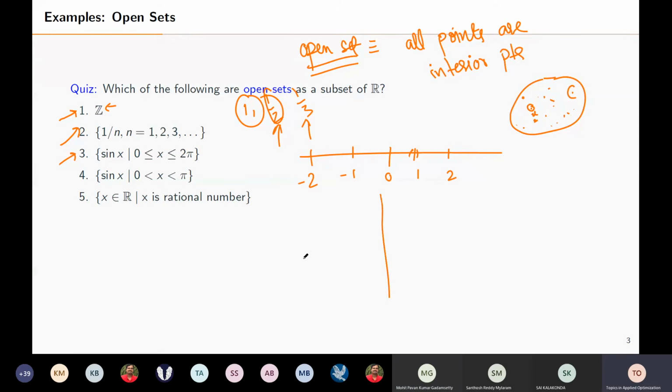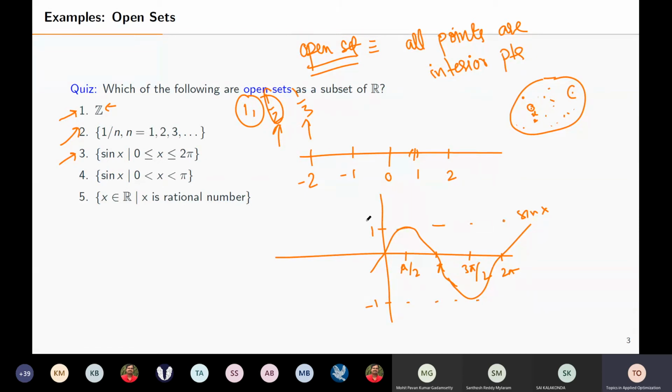So what is the thing about sine x? It passes through pi by 2, and then pi, and then 3 pi by 2, and then 2 pi. So this is like sine x, and these are the points that it's taking. The max is 1 and the min is -1.